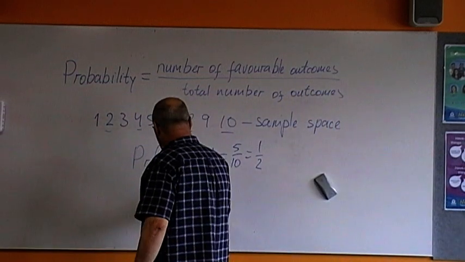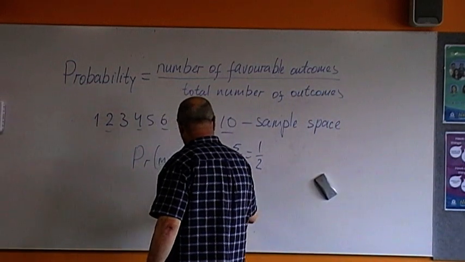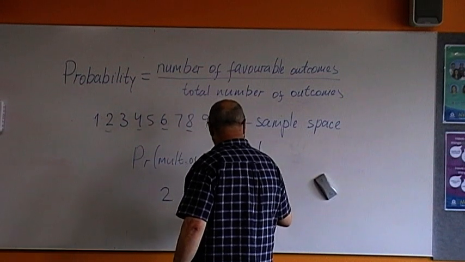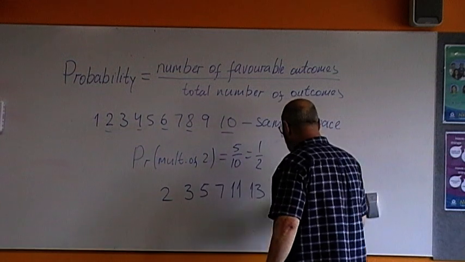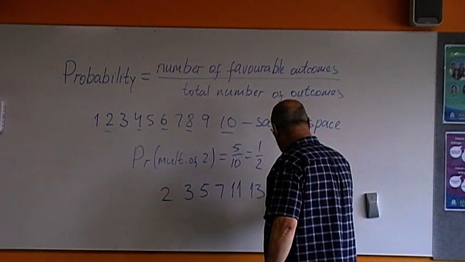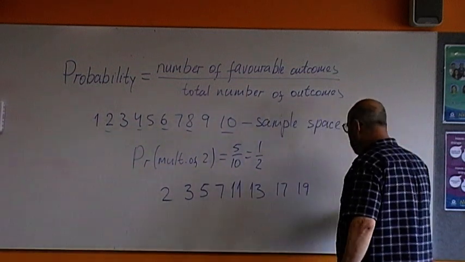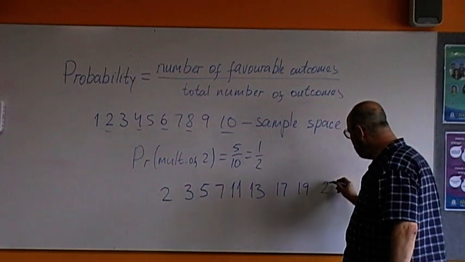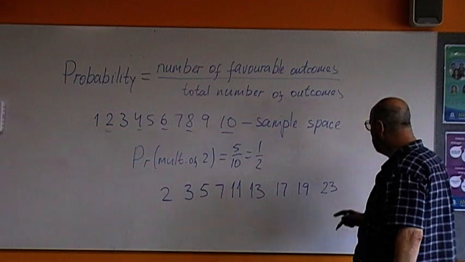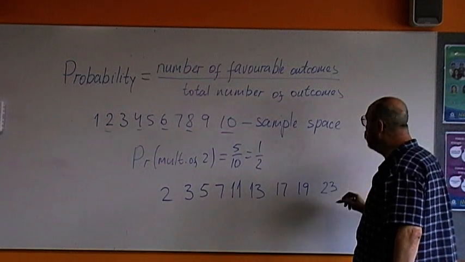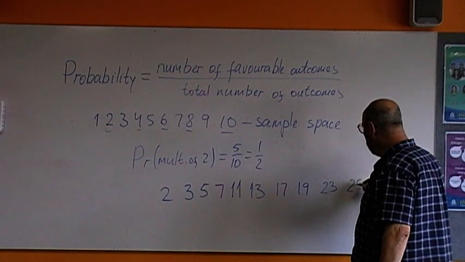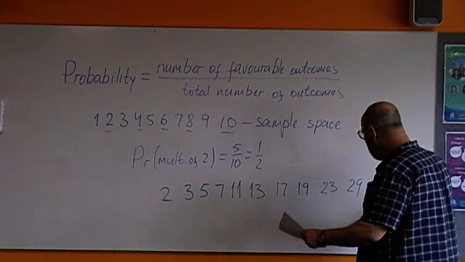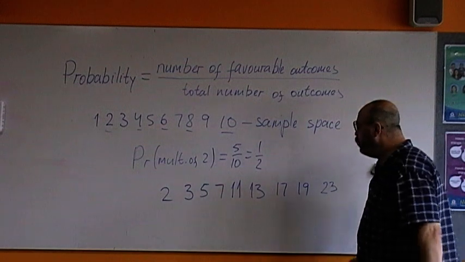We have 2, 3, 5, 7, 11, 9 is not prime, 13, then we have 17, 19, then we have 23. Out of 25. 25 is not prime. So, how many prime numbers?